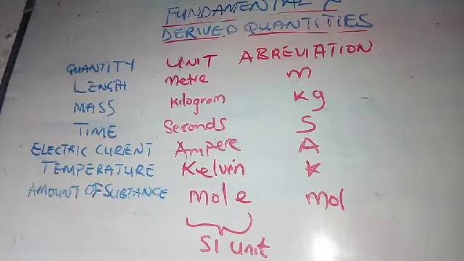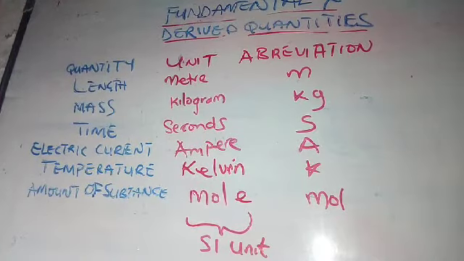So the table that you see there on the screen shows the basic fundamental quantities, their units, and the abbreviations of their units. You can see that for length the unit is meter, the abbreviation is m. Mass, the unit is kilogram and the abbreviation is kg. You can as well see time, seconds, s. You can see amount of substance to be mole, and the abbreviation is mol.